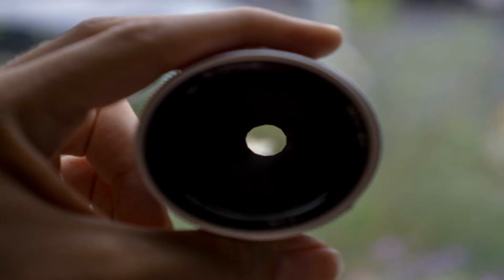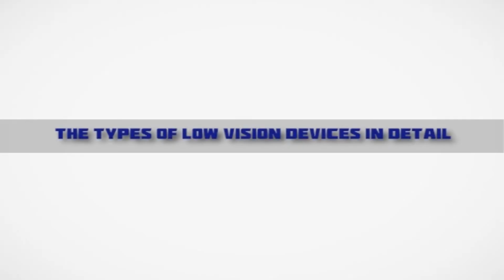Optical devices may be held in the hand, rested on a base or stand, or be placed in a pair of eyeglasses. These devices are called optical devices, which involve the use of lenses to improve vision, whereas non-optical devices help bring images closer to the eyes. Let us discuss the types of low vision devices in detail.